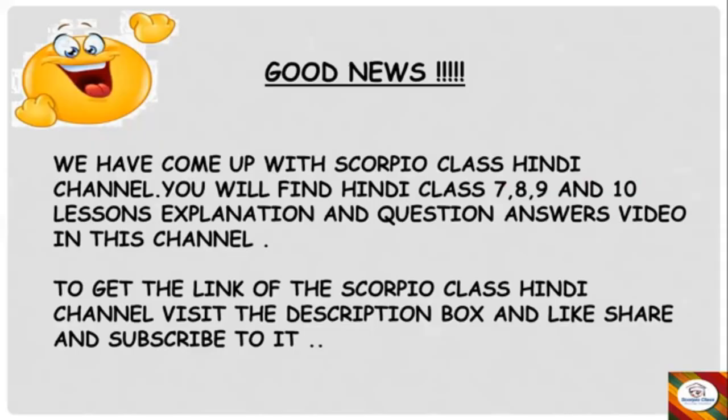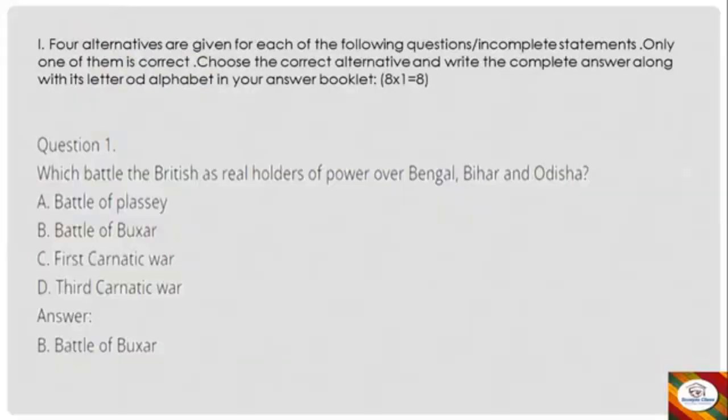Now let's move ahead and start with our model question paper 2. So first main here is: 4 alternatives are given for each of the following questions or incomplete statements. Only one of them is correct. Choose the correct alternative and write the complete answer along with its letter of alphabet in your answer booklet. You have 8 questions of 1 mark each, which equals 8 marks. These headings are exactly as given in your question paper.